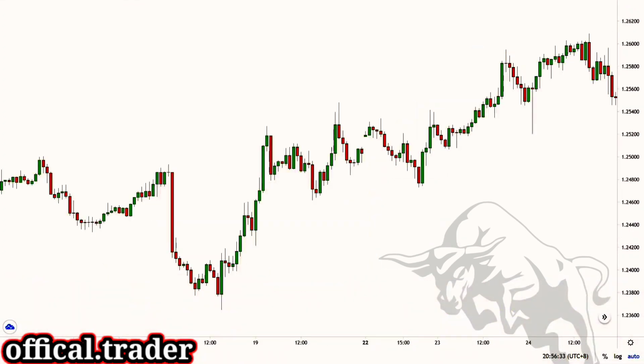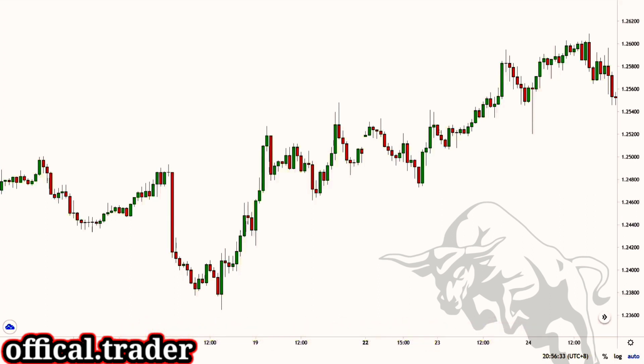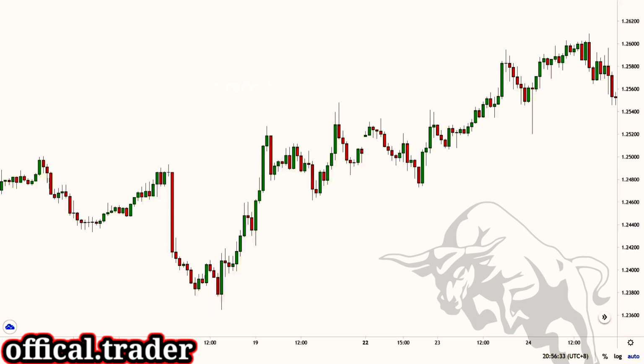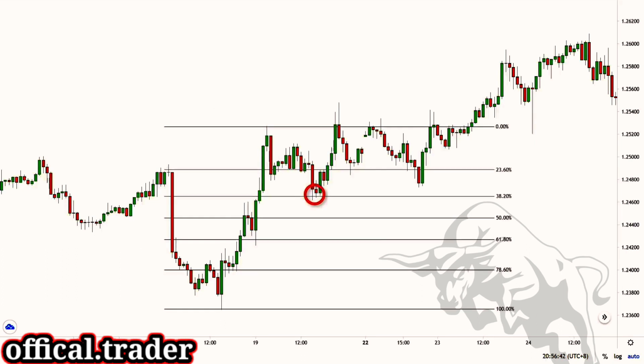The 38.2% Fibonacci level is my preferred level when entering a fast-moving market. So if you're looking to place a buy trade, you would first want to see a strong move to the upside. Seeing a move like this shows us that buyers are in control of that market, so we would be looking to enter at the 38.2% Fibonacci level.